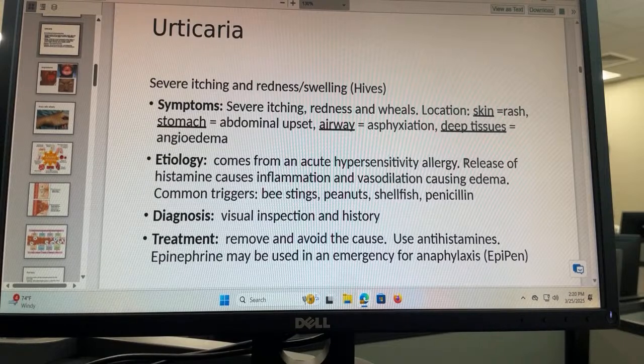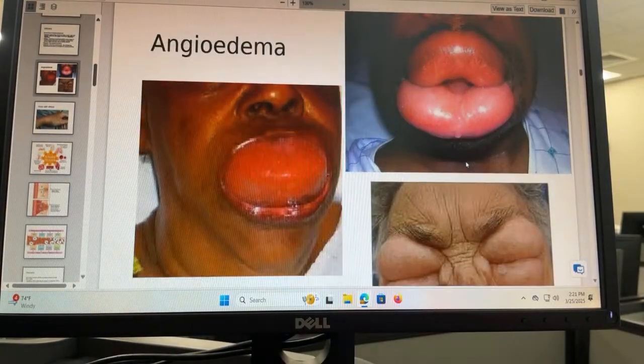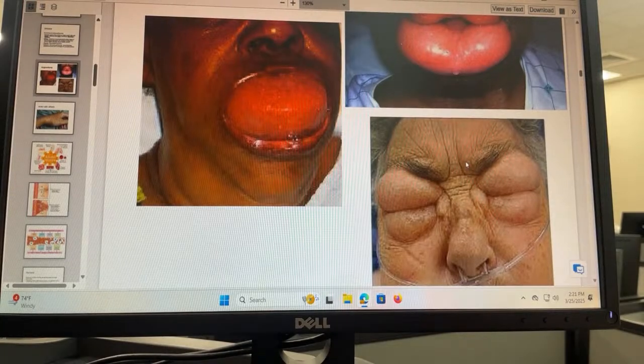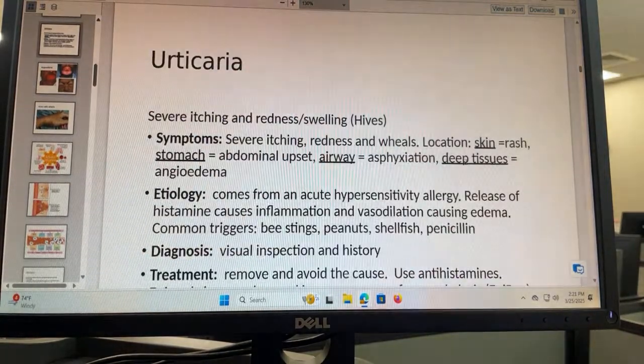And if it gets into the deep tissues, like the muscles and the tissues themselves, it can cause angioedema. This is what angioedema looks like, where it causes severe swelling. This can be a medical emergency, right? If someone can't breathe through their mouth, they can suffocate. So this is a medical emergency. You can see it can be anywhere on the face, the eyes, the lips, the tongue.